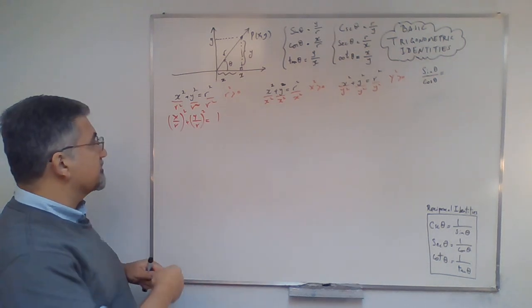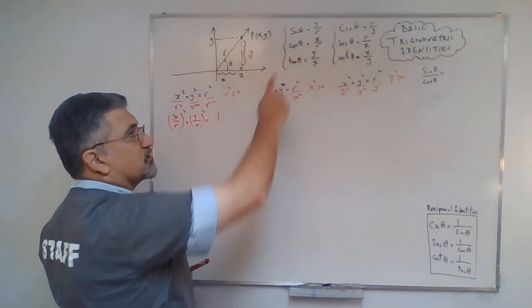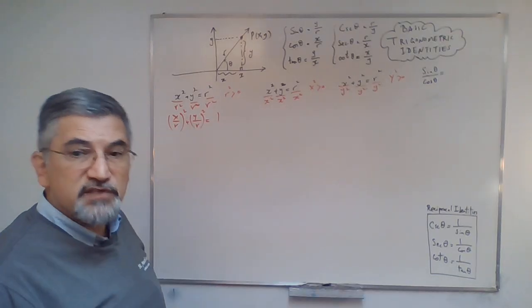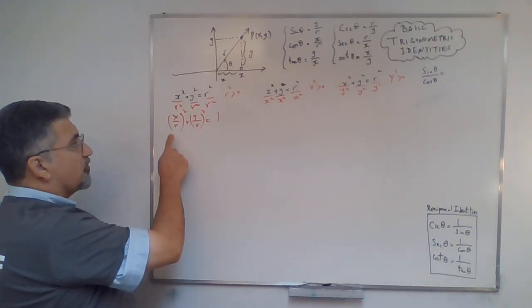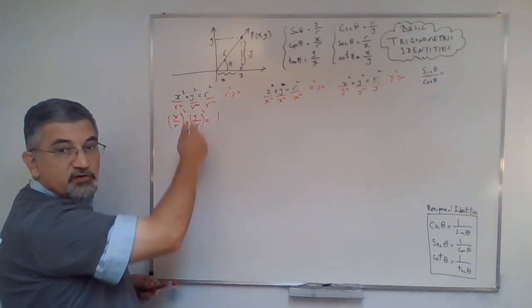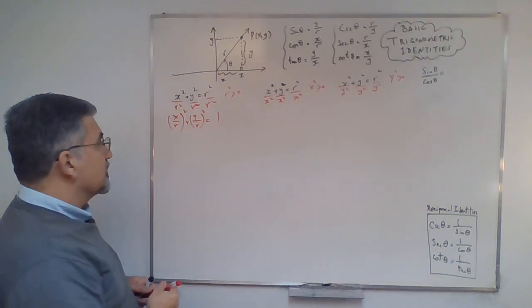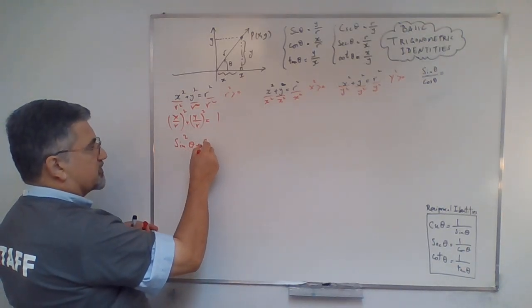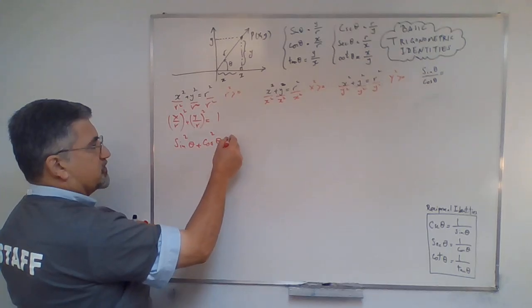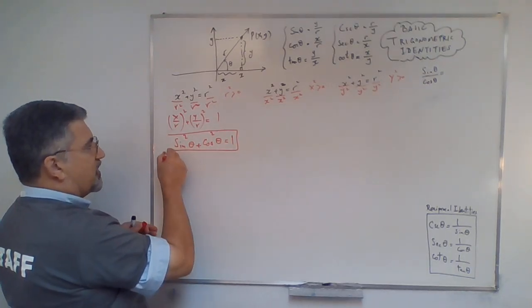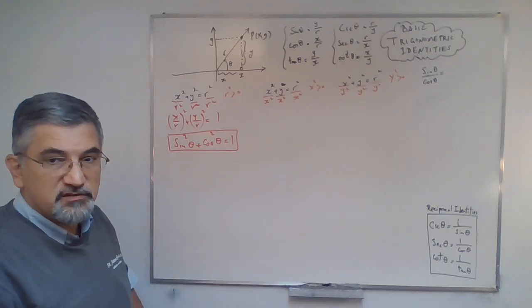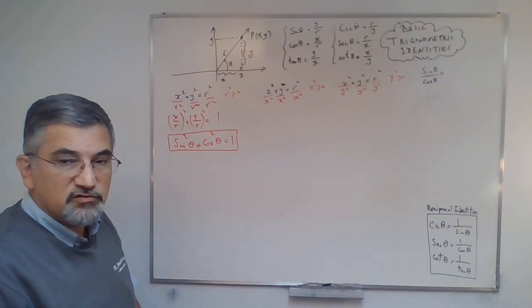But the thing is that x over r is actually cosine of angle theta. And y over r was the definition for sine of theta. So basically, I have cosine squared of theta plus sine squared of theta, which is equal to 1. So if I simplify, I end up with sine squared of theta plus cos squared of theta is equal to 1. And I derive one of the most fundamental trigonometric identities, known as Pythagorean identity.